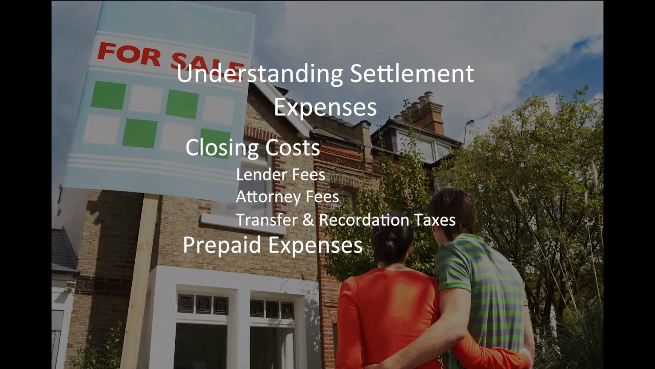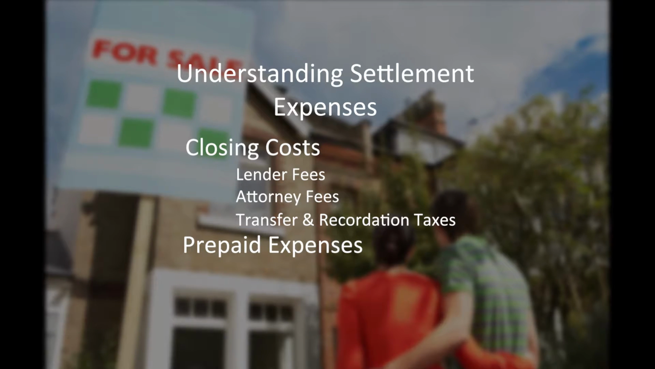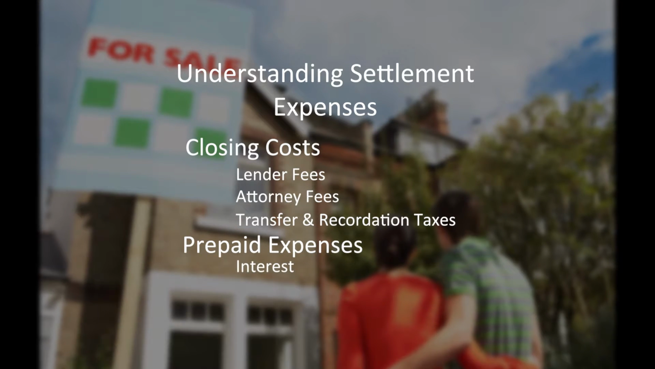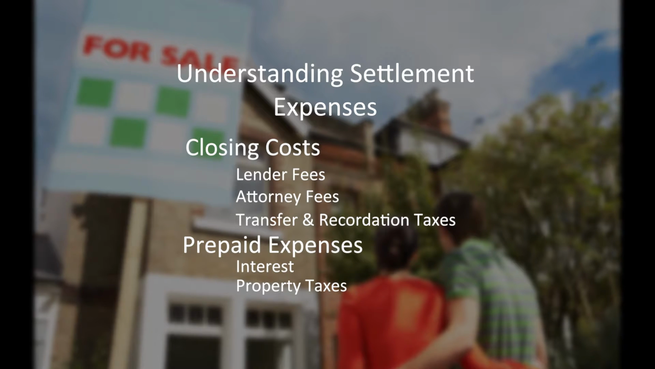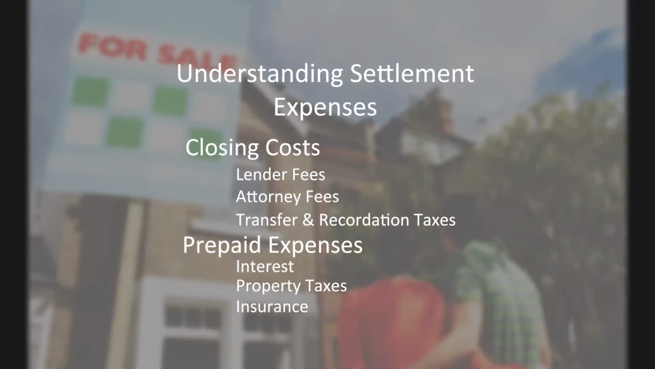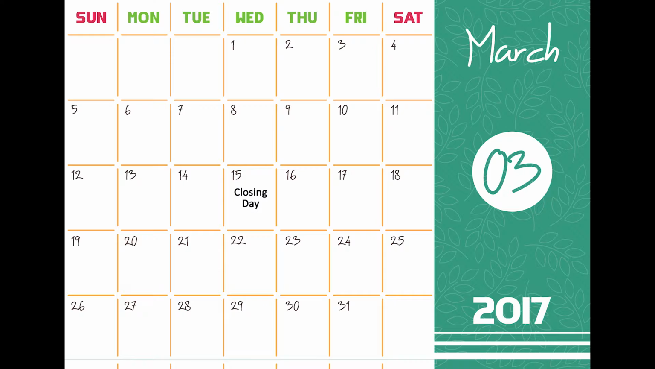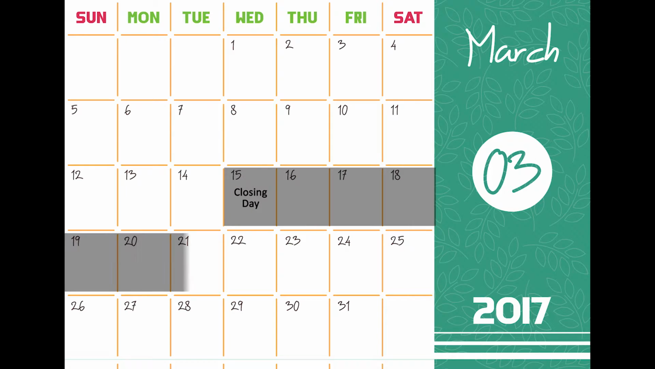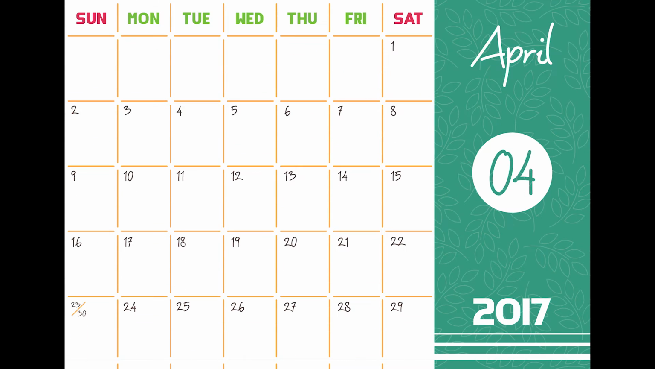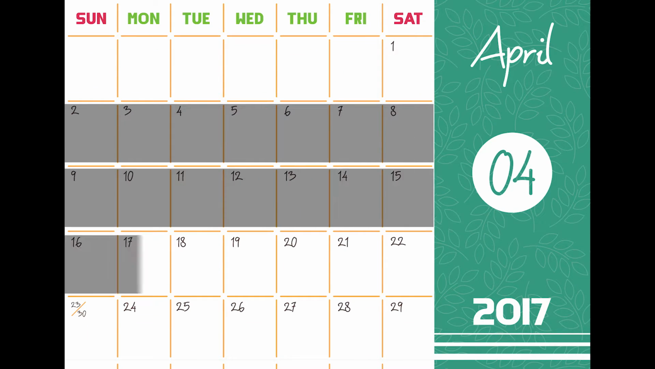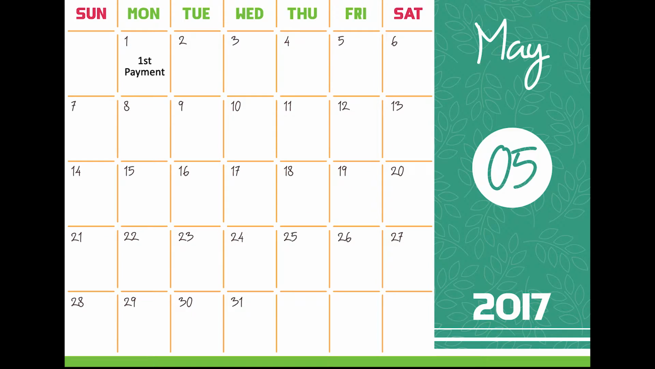The next category of cost, prepaid expenses, are made up of interest, property taxes, and insurance. Interest is collected from the day you close on the loan until the end of the month. Your first payment is then due the first of the following month. For example, if you close on March 15th, you would pay interest from the 15th through the end of March. Your first payment is then due May 1st. May's payment covers April's interest.